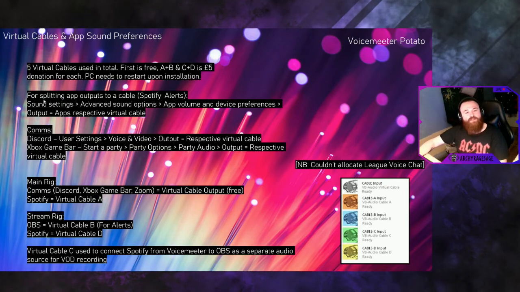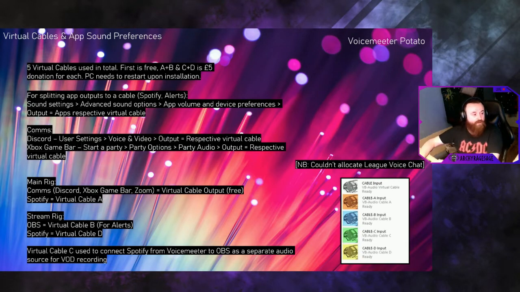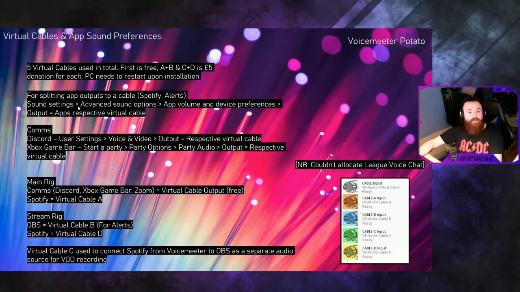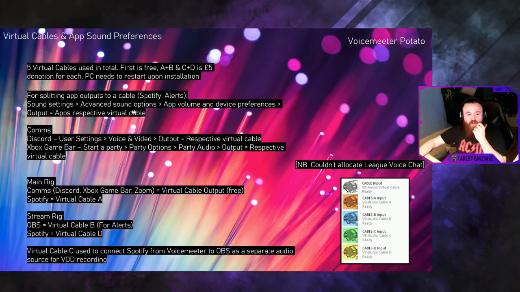So there are lots of videos on how to use virtual cables to separate Spotify and Discord. Plenty of content on that. I've just quickly gone over the process for doing that. So for alerts, if you go on sound settings, advanced sound options, and then scroll all the way to the bottom, app volume and device preferences. Okay, and then you go to the program you're wanting to separate, and then just change the output, okay?